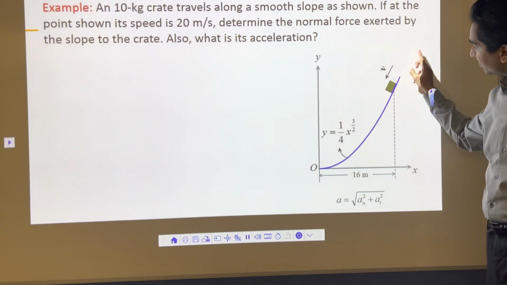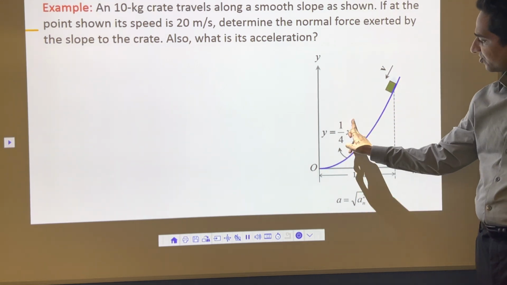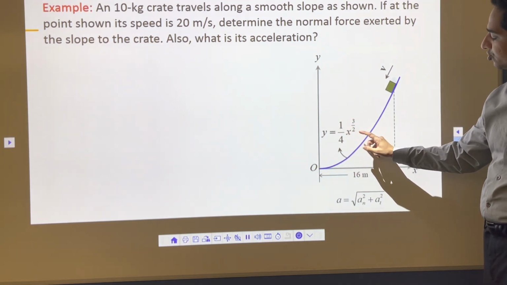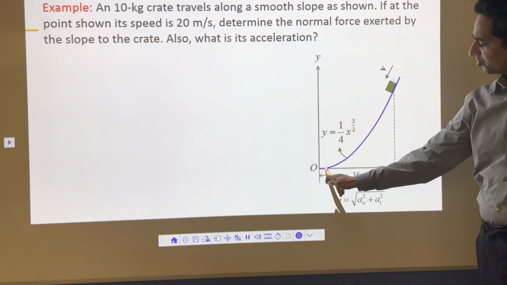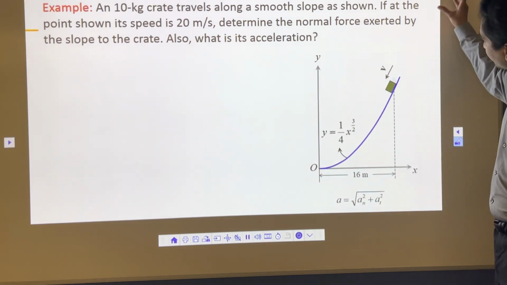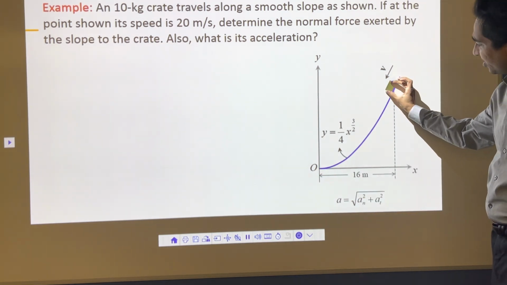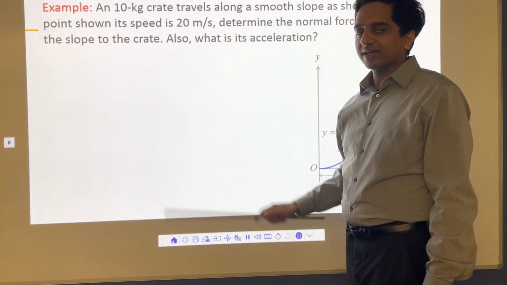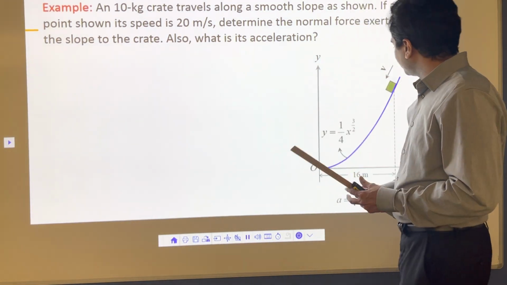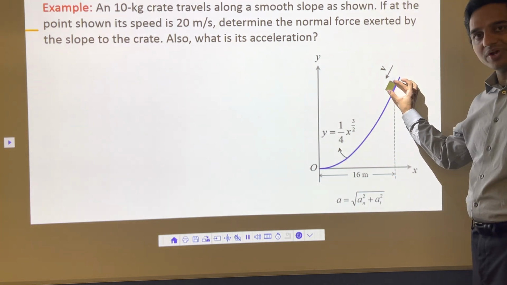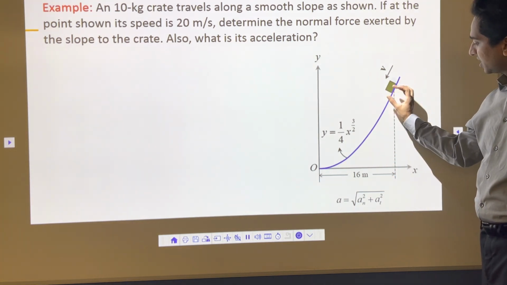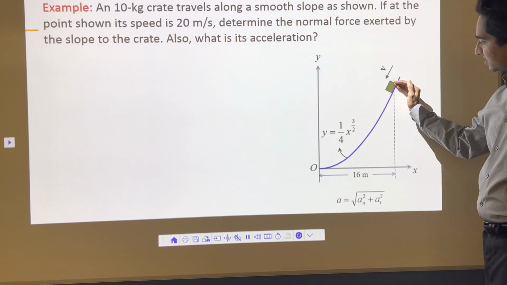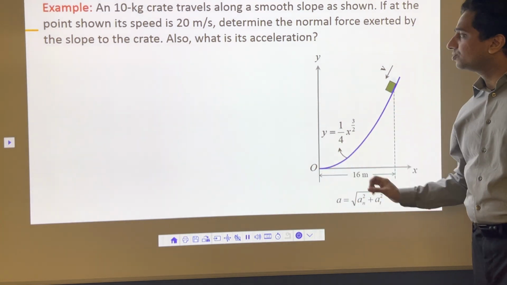At this instant, the total slope is like this. The equation for the slope is given as 1/2 x^(3/2). It starts here, it comes here. At this instant, the velocity is 20 meters per second, at x equal to 16, that distance. And then it's going to continue to come down.